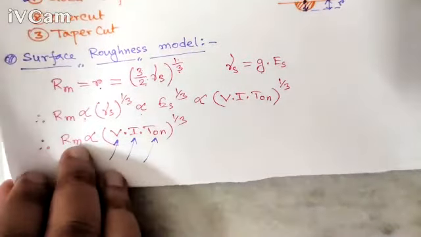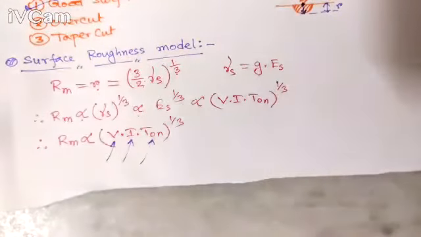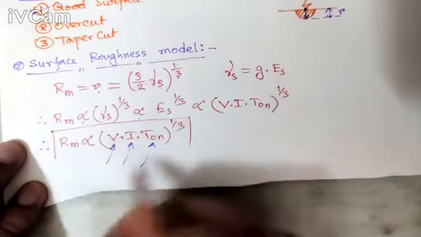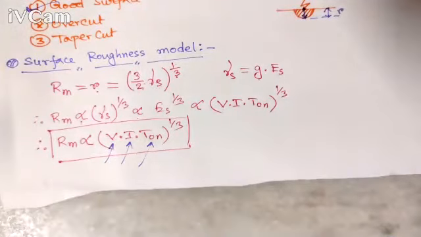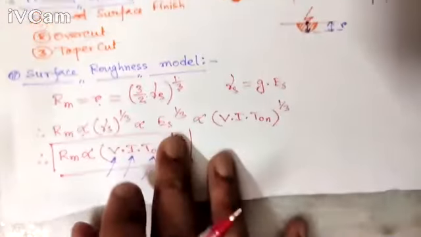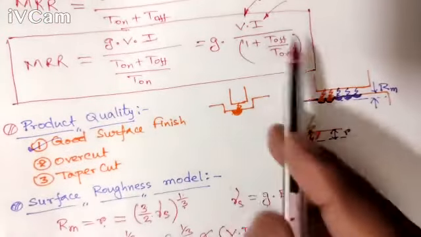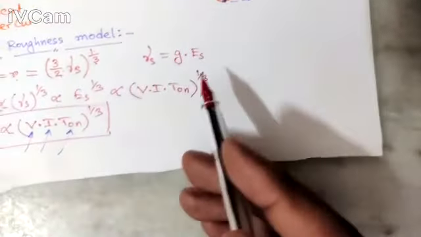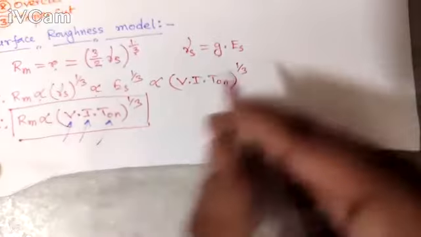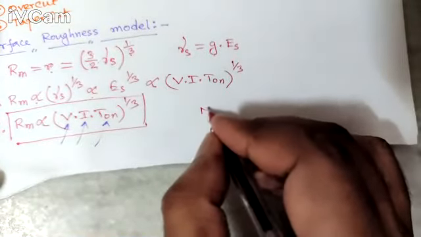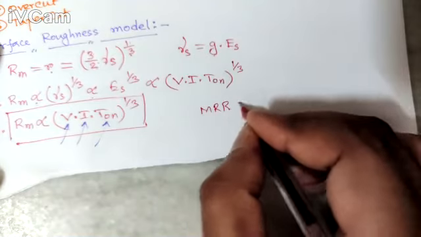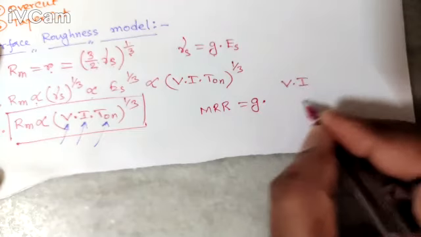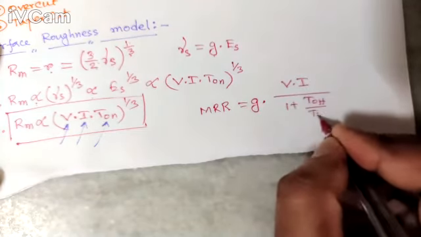So finally we understood. We got this one formula, that is the surface roughness model, and the MRR model we have already seen. This is our MRR model. So everyone separately write these two equations. One equation is this, and another equation is the MRR equation: MRR is equal to G multiplied by VI divided by 1 plus T off divided by T on.